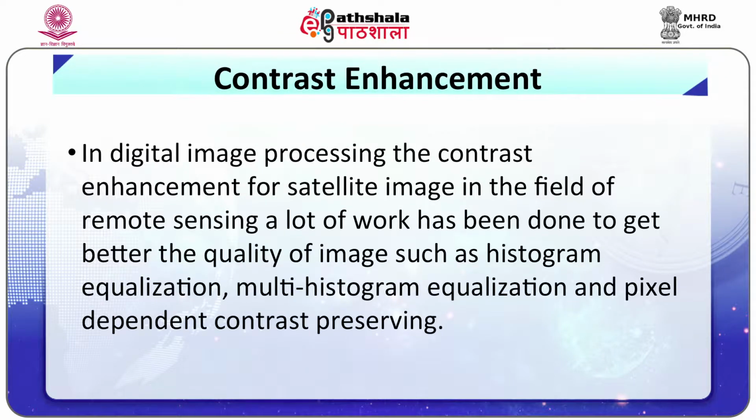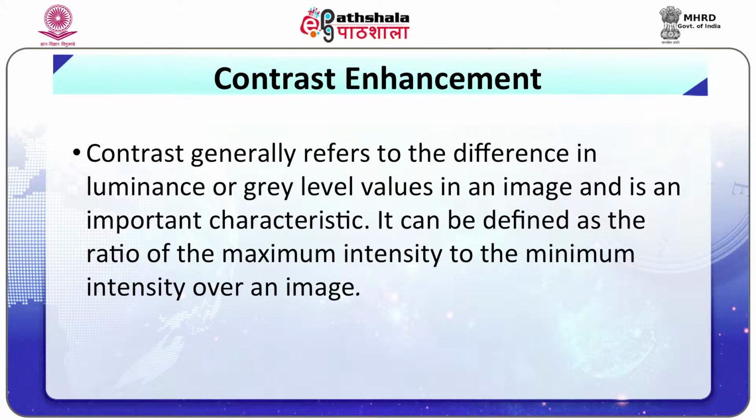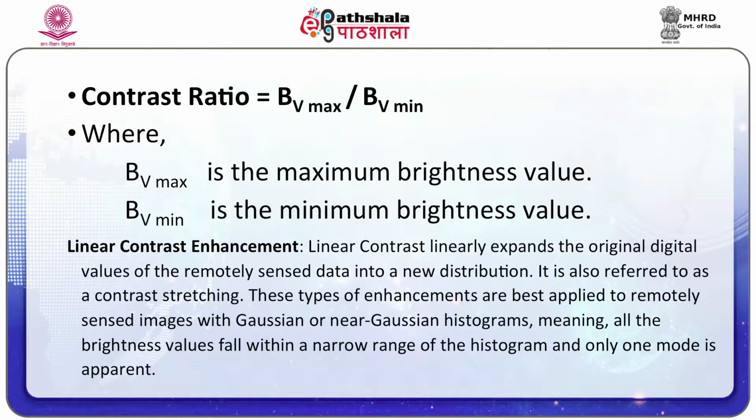In digital image processing, for contrast enhancement of satellite images in the field of remote sensing, a lot of work has been done to improve the quality of the image, such as histogram equalization, multi-histogram equalization and pixel dependent contrast preserving. Contrast generally refers to the difference in luminance or gray level values in an image and is an important characteristic. It can be defined as the ratio of the maximum intensity to the minimum intensity over an image. Contrast ratio is equal to BV max upon BV min, where BV max is the maximum brightness value and BV min is the minimum brightness value.